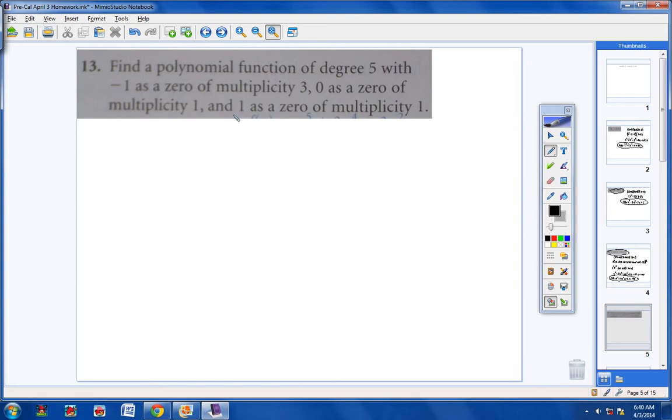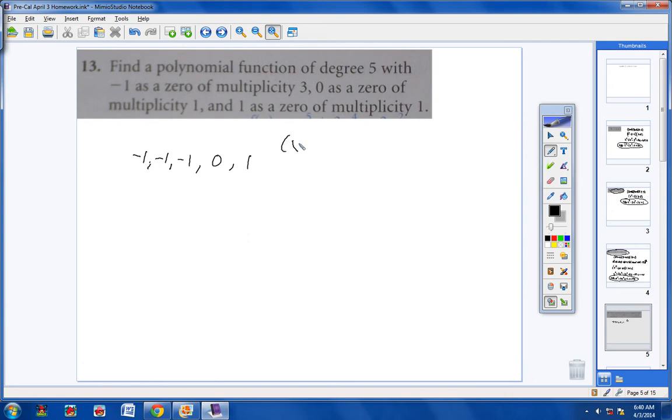Find a polynomial function of degree 5, so we know we're going to have 5 zeros, with negative 1 as a zero of multiplicity 3. So I know I'm going to have negative 1 three times. 0 has a multiplicity of 1, so 0, and 1 has a multiplicity of 1. So there we go. There's my 5 zeros.